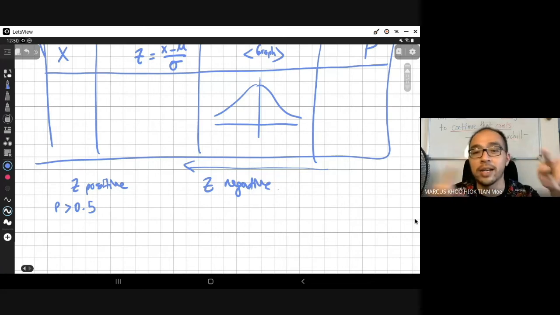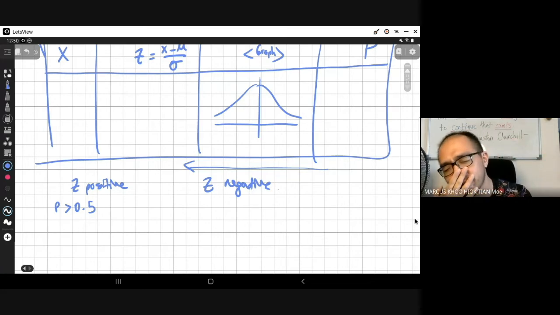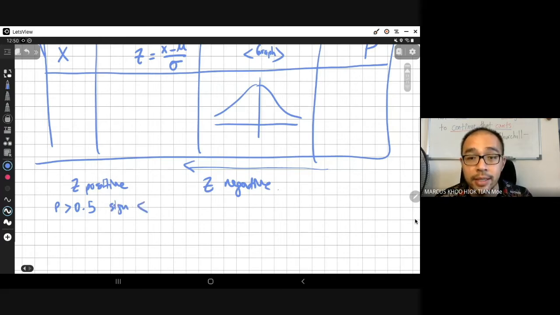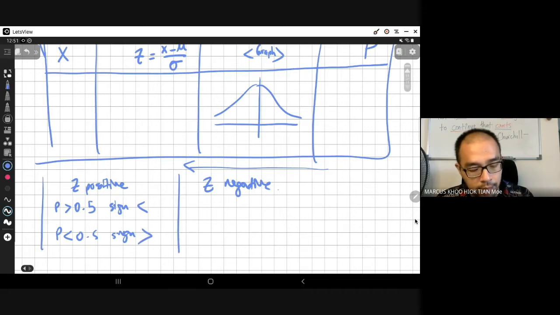Dia kan sama arah itu. The probability is more than 0.5 and the sign is less than. Kan dia punya arrow adalah less than. The other, of course, the flip side is the probability is less than 0.5 and the sign in the question is more than. Okay, ini adalah Z positif.